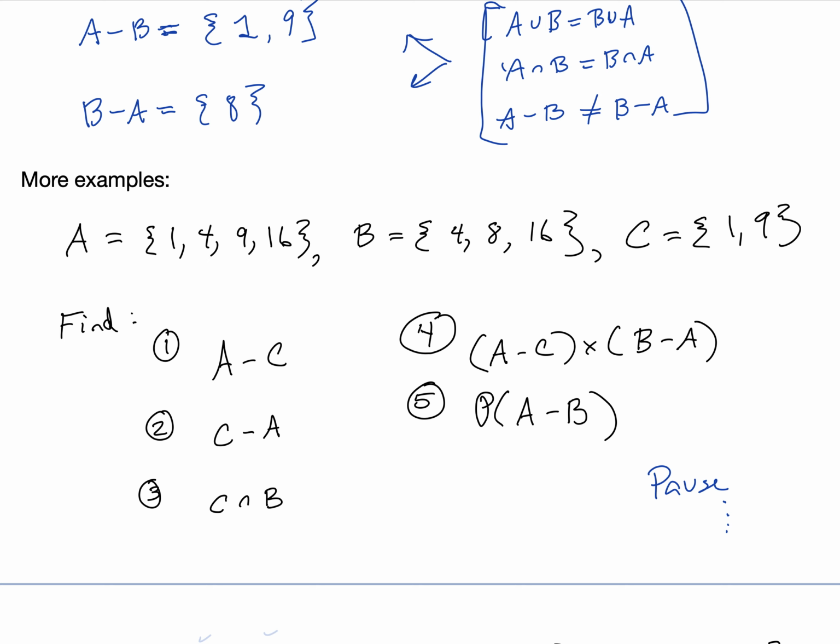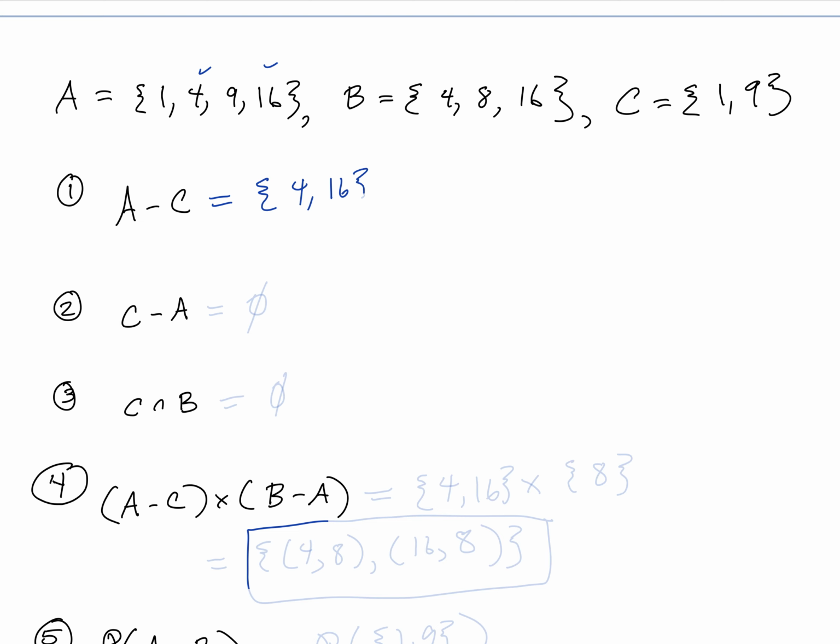Okay, A minus C. So those are all elements that are in A and not in C. Here we see that 4 and 16 are in A and they are not in C. So 4 and 16 is the set A minus C. C minus A: 1 is in C, but it's also in A. 9 is in C, but it's also in A. So this would just be the empty set or the null set. There are no elements that are in C that are not in A.